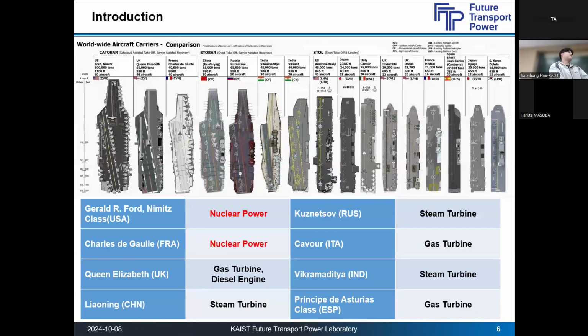To find the suitability of light aircraft carriers for Korea, we need to research a worldwide aircraft carrier comparison. As you can see, there are a lot of models around the world, but these eight are the representative models. The first is the Gerald R. Ford and Nimitz class from the USA. They have a nuclear power propulsion system, and Charles de Gaulle from France also has nuclear propulsion. And you can see the Queen Elizabeth from the UK, Liaoning from China, Kuznetsov from Russia, Cavour from Italy, Vikramaditya from India, and the Asturias class from Spain. These six do not have nuclear propulsion, and they use conventional systems like gas or steam turbines and diesel engines.